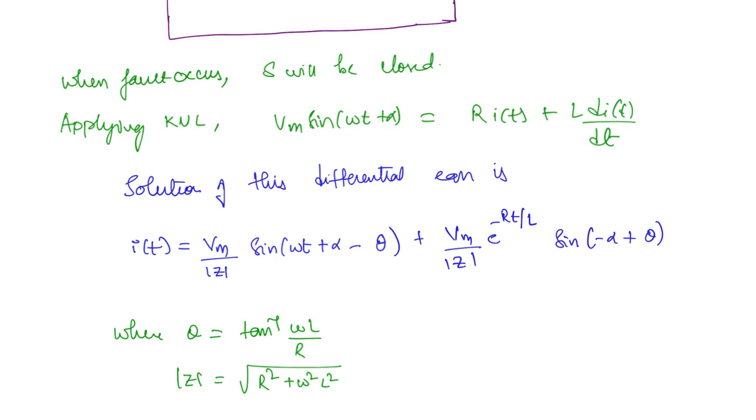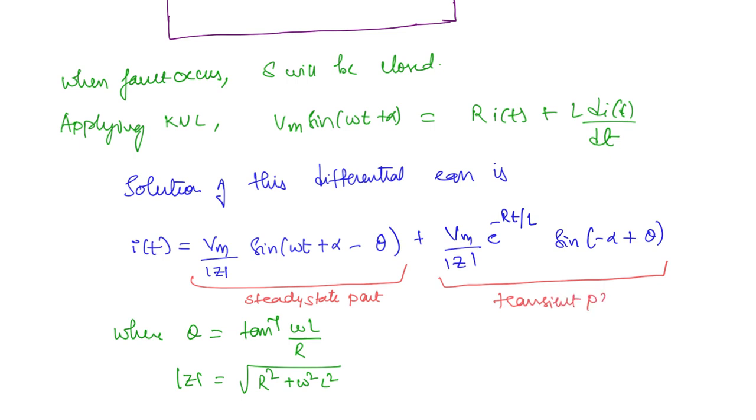For that reason you call this the steady state part, because it is oscillating in nature and it is going to sustain. Whereas this, because it is exponential, is going to decay after a while, right? It is a decaying function, e to the power minus Rt by L. So as t increases, this keeps on decreasing. This is a decaying function and that's why it is called the transient part.